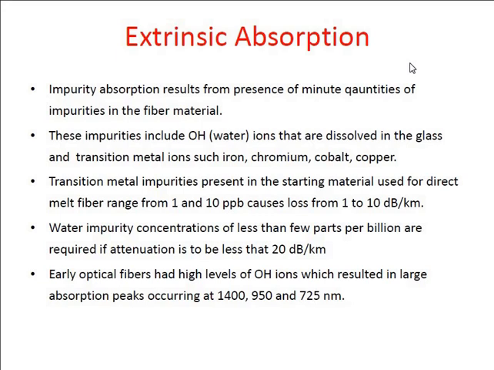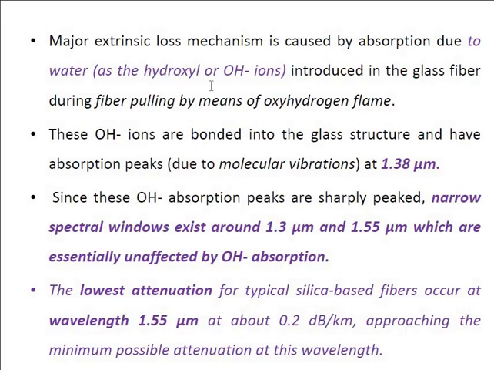So how can you reduce this absorption? You want to reduce the water content. When you reduce the water content to about 1 part per billion, you can reduce this type of absorption, that is the OH ions impurities absorption. Okay, so it results in large absorption peaks at 1400, 950 and 725 nanometer. So these are the major extrinsic loss mechanisms. As I said, this is due to the oxyhydrogen flame used when the fiber is cooling. Okay, so it is bonded in the glass structure.